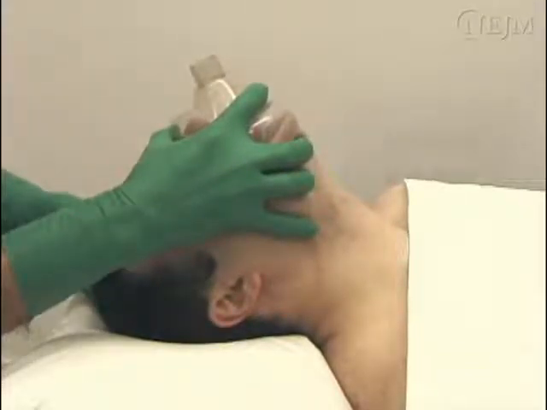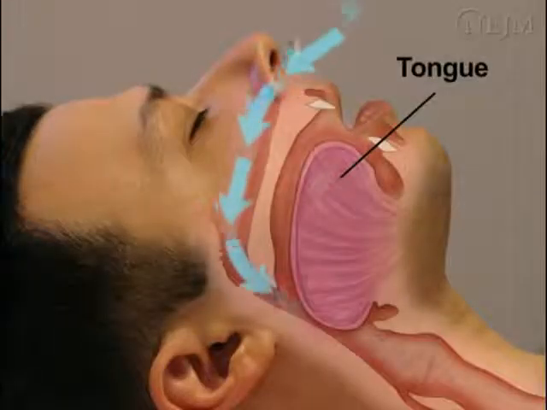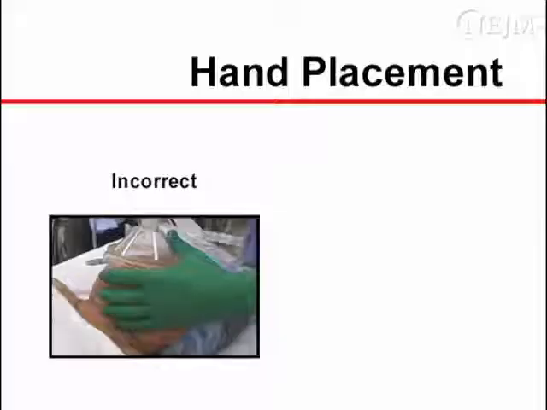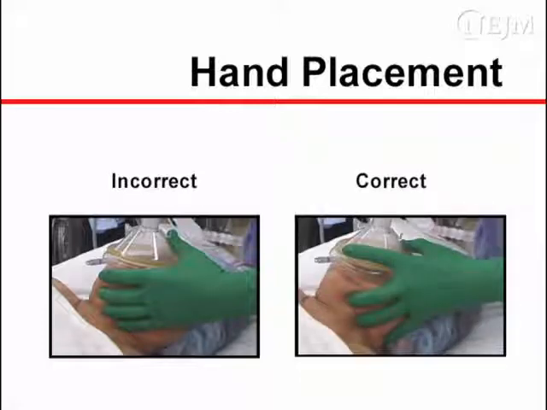And the fifth finger is placed behind the angle of the mandible. The tongue is the most common cause of airway obstruction. It is important to minimize the pressure applied to the submandibular soft tissues, as this may further obstruct the airway by pushing the tongue against the palate.